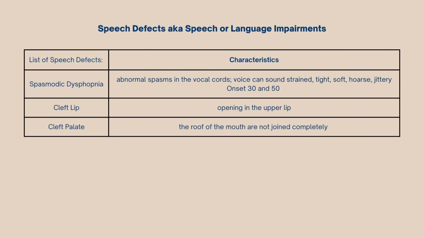Spasmodic dysphonia, so there are abnormal spasms in the vocal cords. The voice can sound strained, tight, soft, hoarse, or jittery, and the onset is usually in the 30s or 50s. And then cleft lip, an opening in the upper lip, and cleft palate, where the roof of the mouth is not completely joined.